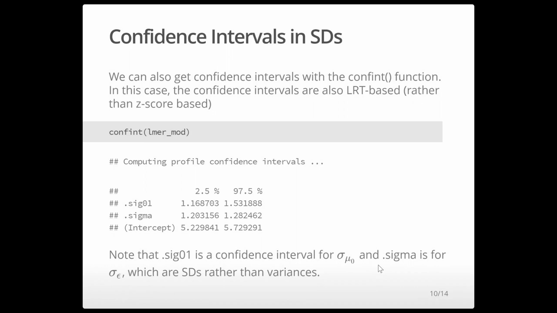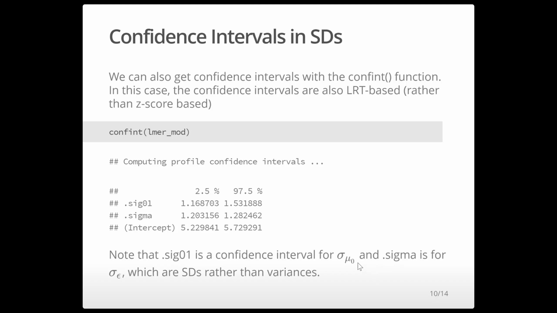We can also compute confidence intervals for our model for the sigma squared mu. So confidence intervals for the variance with the confint function. And this is also based on likelihood ratio methods rather than z-score methods. And again, the reason is this will give you asymmetrical confidence intervals, which is what we want for variances. We don't at all want symmetrical confidence intervals. They're not appropriate.